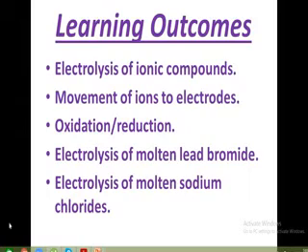Then oxidation and reduction, a brief introduction, or you may say a definition, and then the electrolysis of molten ionic compounds. We are going to include just the molten, not the aqueous, to avoid overlapping of concepts. So let's start.